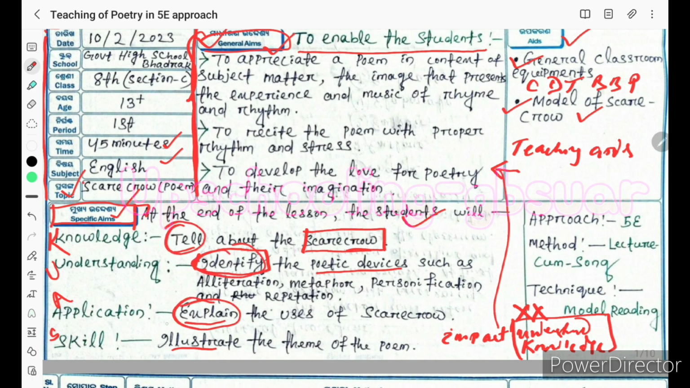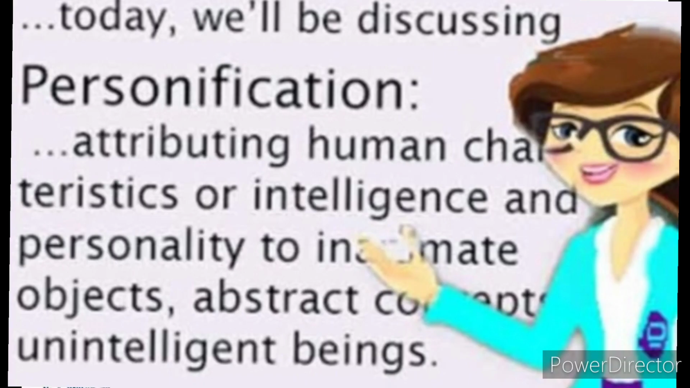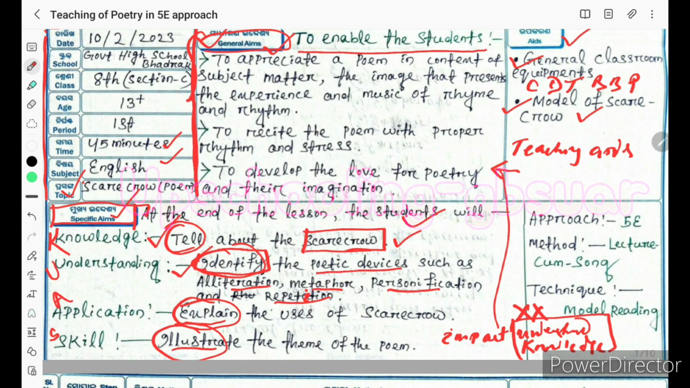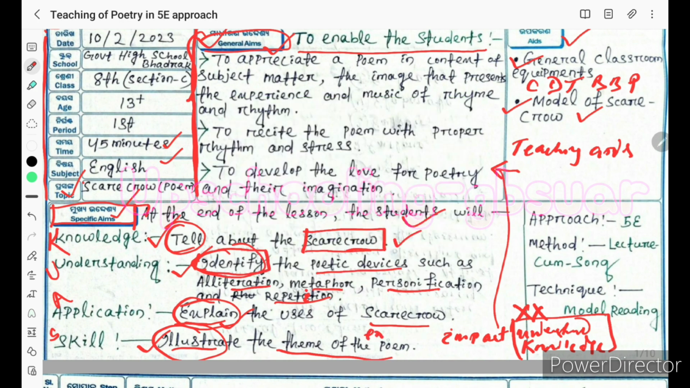In my plan, I have taken the word tell, meaning the students will tell about the scarecrow. Then the students will identify the poetic devices such as alliteration, metaphor, personification and repetition. This comes under the understanding domain. For the application domain, I have taken the word explain, meaning the students will explain the uses of the scarecrow. The students will illustrate the theme of the poem. This comes under the skill domain.